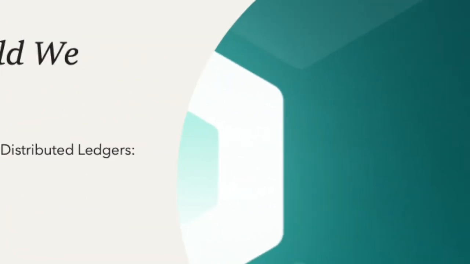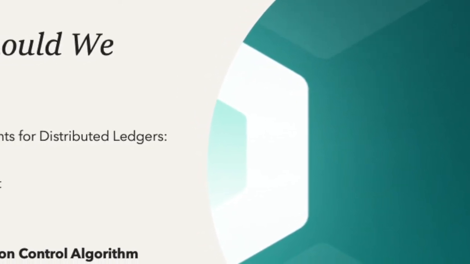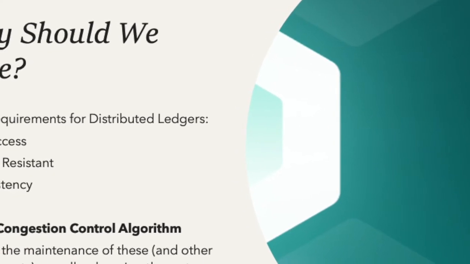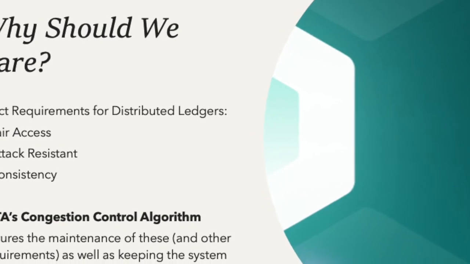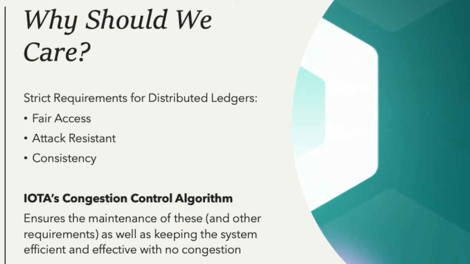The second requirement is attack resistance. Malicious nodes must not be able to disrupt the network, naturally. And the third is consistency. All nodes need to write the same messages to their local ledger. So we can now see why IOTA's congestion control algorithm is absolutely essential, as it helps to maintain these and other strict requirements while simultaneously also making sure that the system remains efficient and effective.